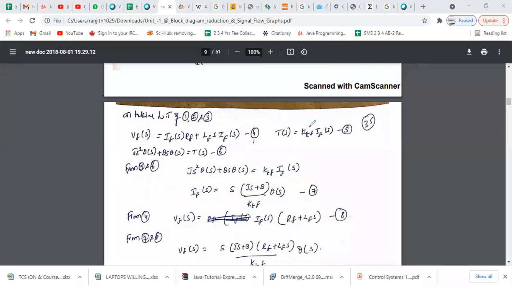Coming to these two equations. What is T of S? T of S is KTF into IF of S.